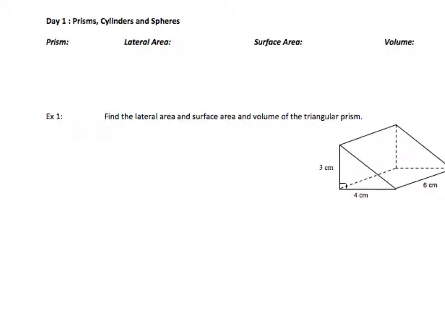Okay, we're going to start with three 3D shapes. They're called prisms, cylinders, and spheres. So we're going to start with the prisms first. A prism is a three-dimensional object. It's going to be named by the bases.